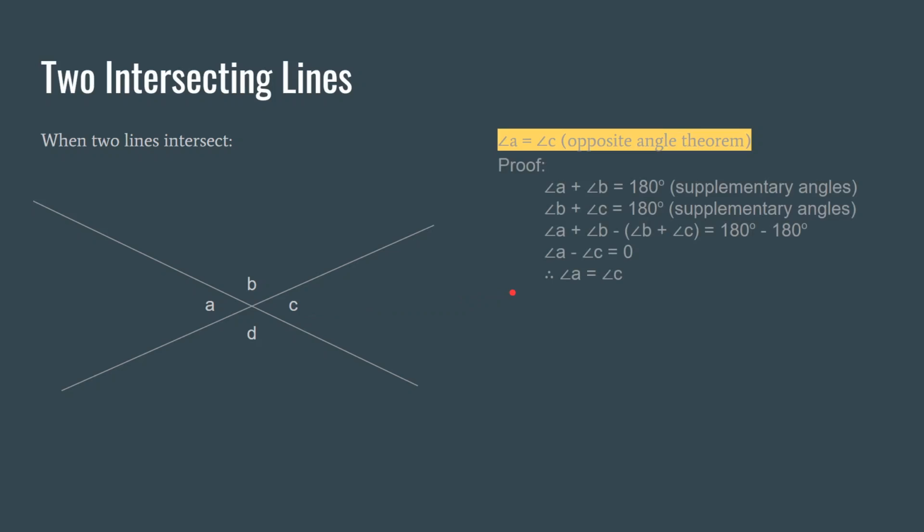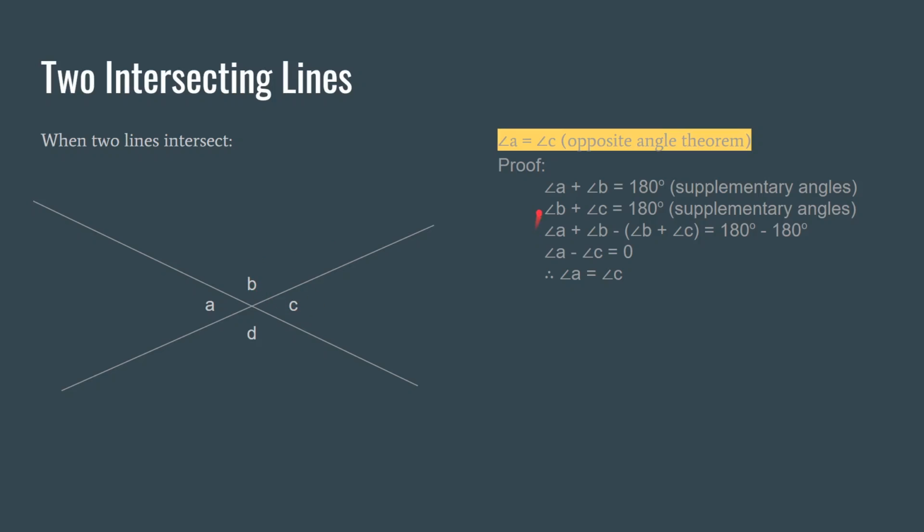Here's the proof. Angle A plus angle B have to add up to 180 degrees. This is because they are adjacent angles, which are supplementary. Angle B plus C must also do the same.